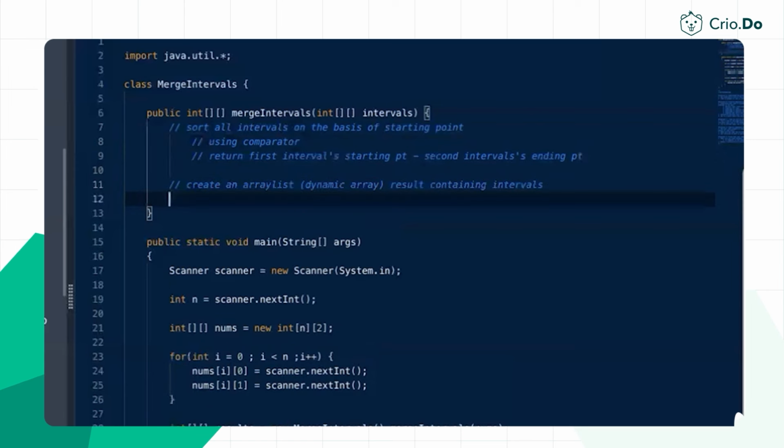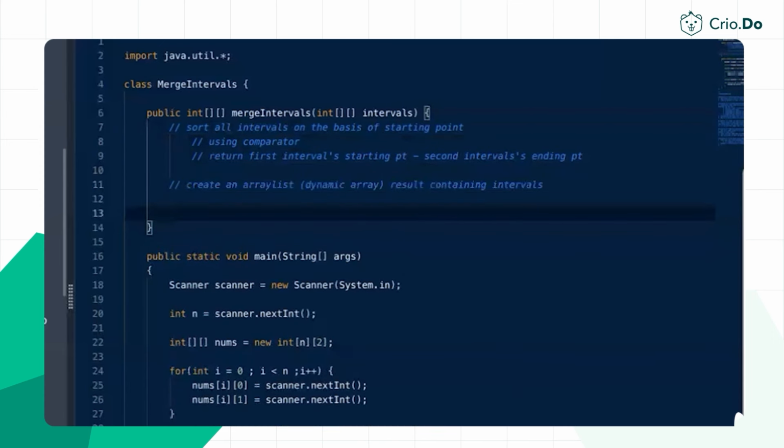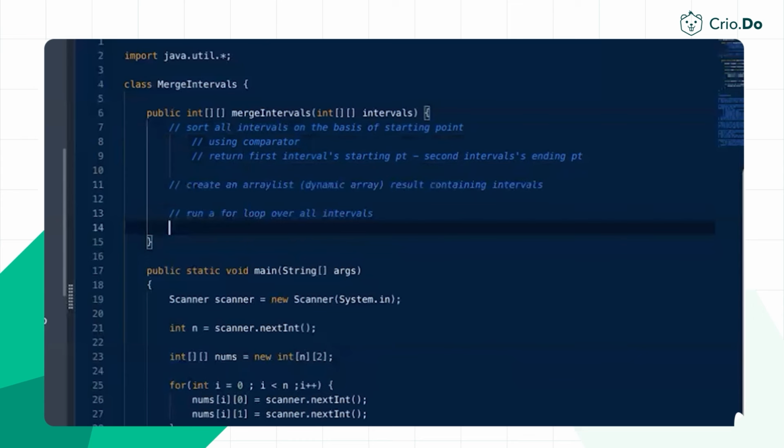Initially it will be empty, but one by one, we will keep on storing the intervals in the output array. For that, we will start from the first interval, that is, run a for loop over all the intervals one by one. We will take one interval at a time and check whether to merge it or not. So how to check whether to merge it or not?